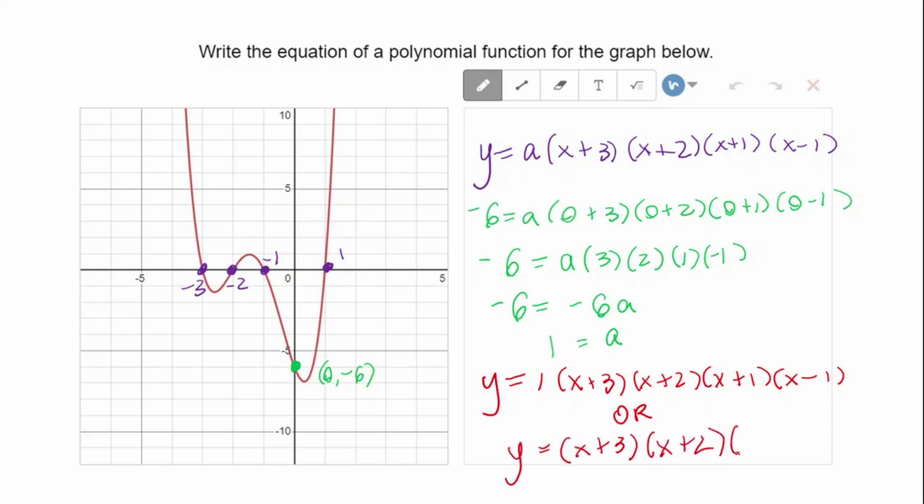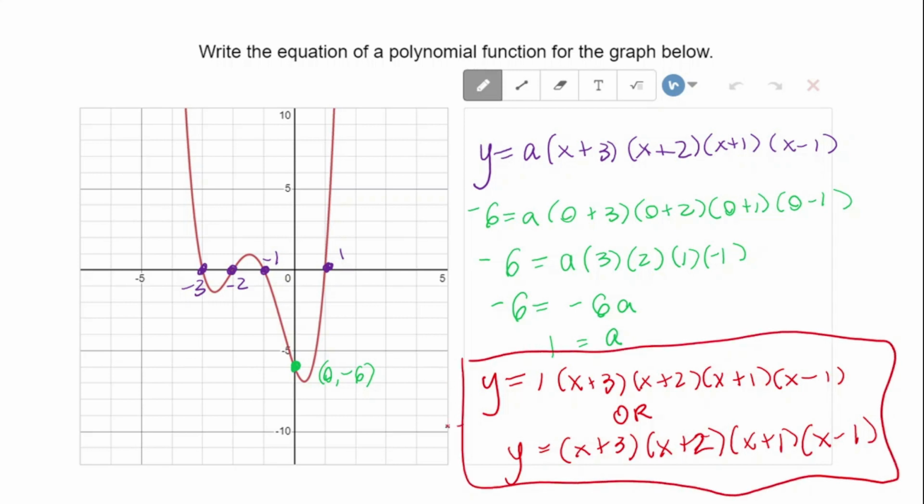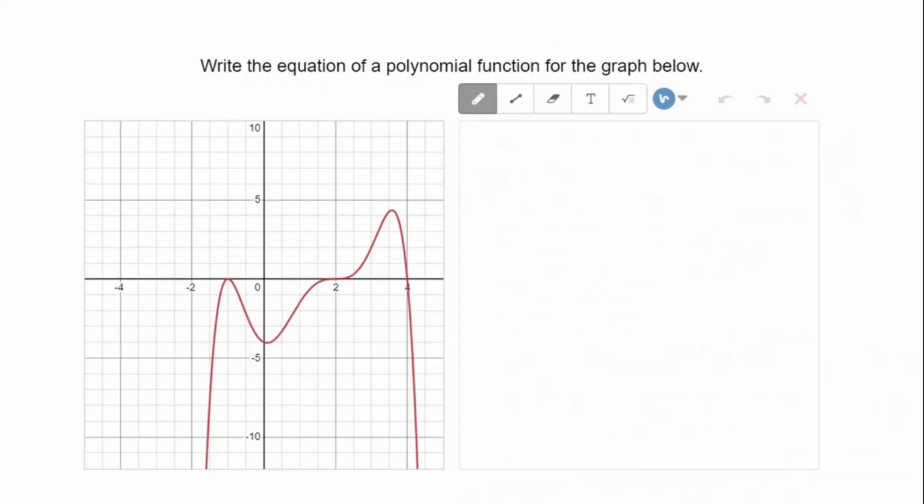And that's it. Same as writing the equations from verbal descriptions, it's just this time we have the graph and we have to find things in the graph before we can start the problem. All right, let's do another one. So for this next one, we're going to start off the same way. Y'all ready for this? Okay, here we go.